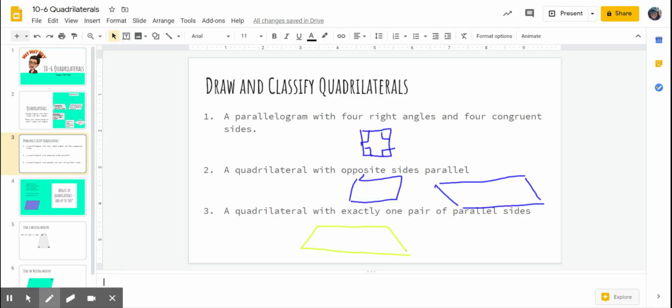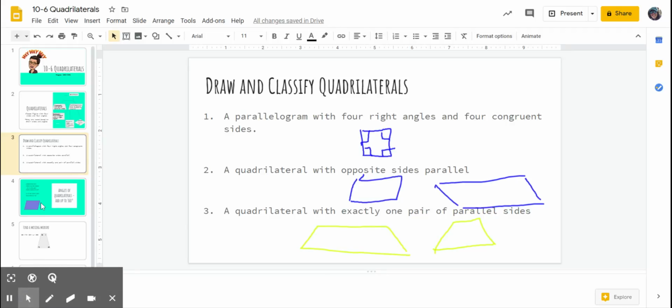Again, you can make this shape your own. It doesn't have to be exact. It can be smaller, it can be bigger, as long as the top and the bottom are parallel and the 2 sides are not parallel. So as far as classifying them, this first one would be a square, the second one would be a parallelogram, and the third one would be a trapezoid.